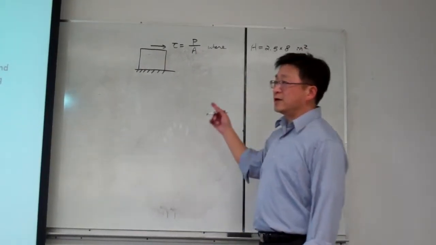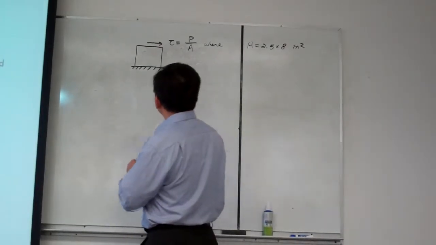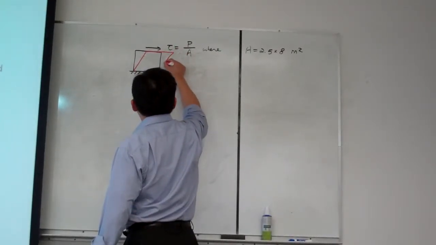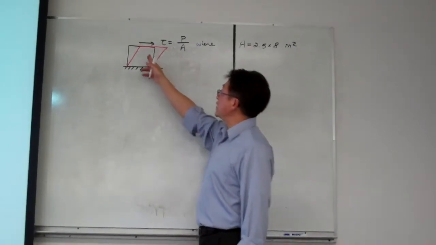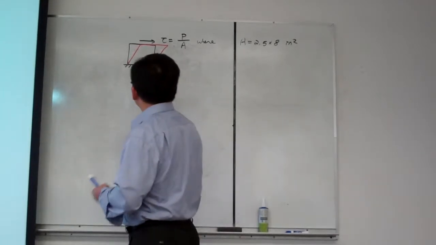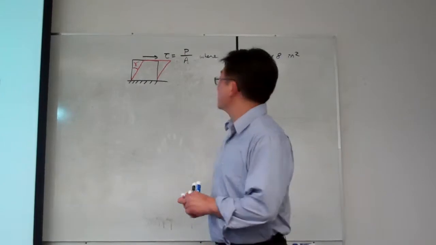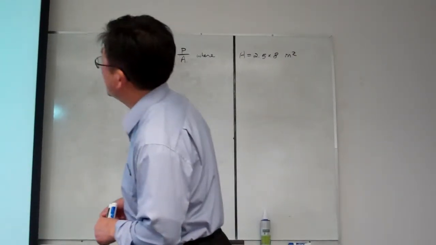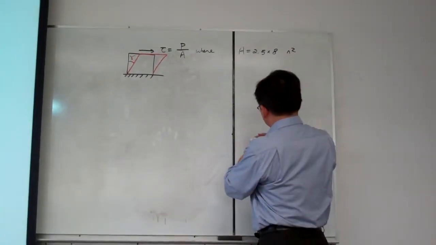Okay, so from here you can see that this is going to make a change of the shape. So for example, that's going to become like this. And again, here I exaggerate the change of the shape, but in reality, this angle should be very small. Okay, and this is our gamma shear strain. For H, that is 2.5 times 8 inches squared? Inch square. Yes, that is inch square.